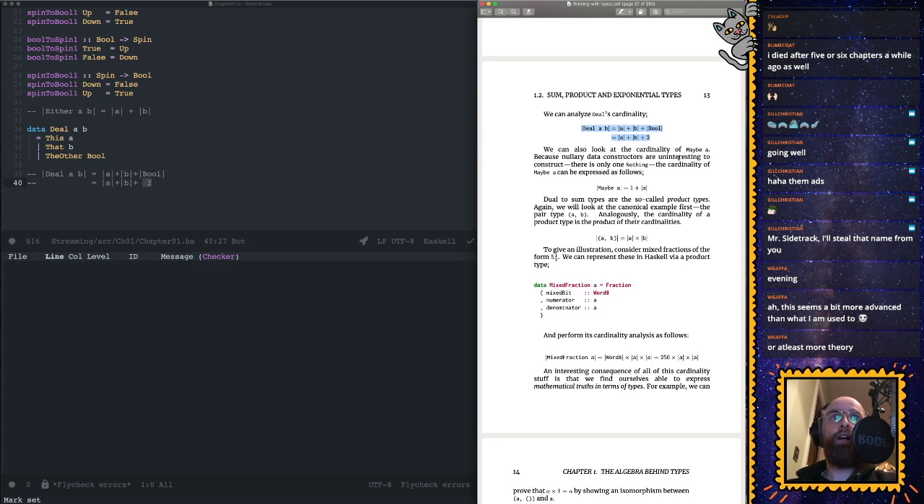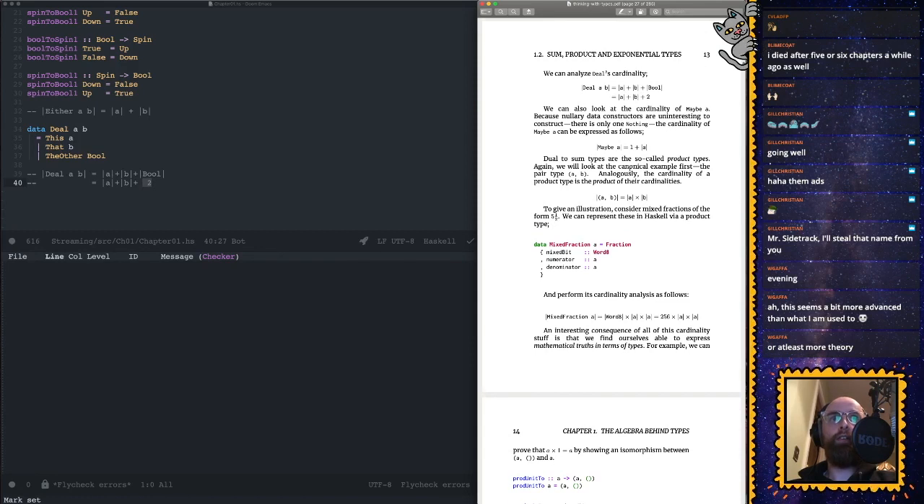So we can also look at the cardinality of Maybe A, because nullary data constructors are uninteresting to construct. Okay, so nothing, that's a nullary. There is only one Nothing. The cardinality of Maybe A can be expressed as follows. Much like when we did Bool, True can only be True and False can only be False. So Nothing is going to be 1, and then the A is going to be whatever it is. Okay, that makes sense.